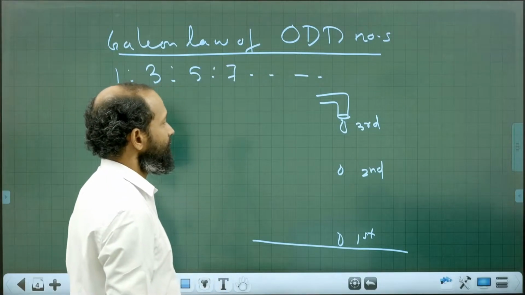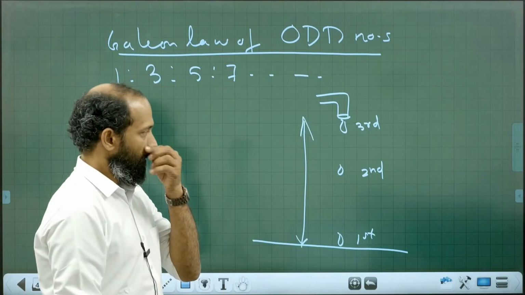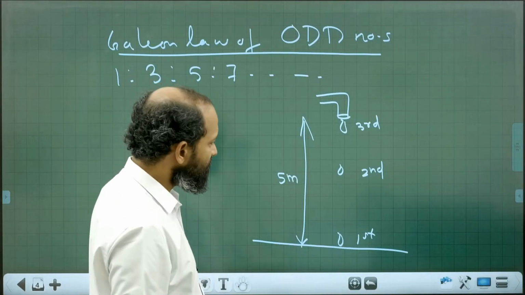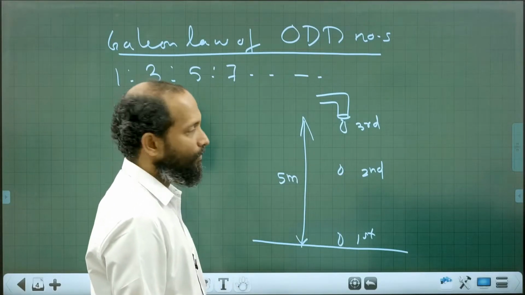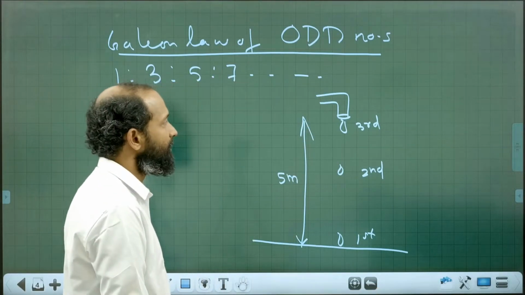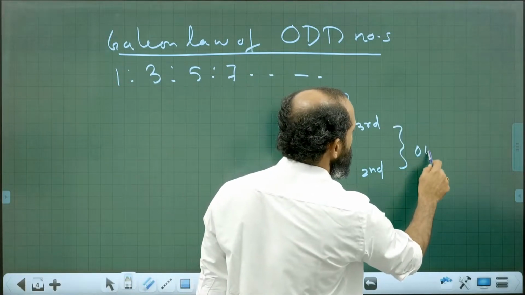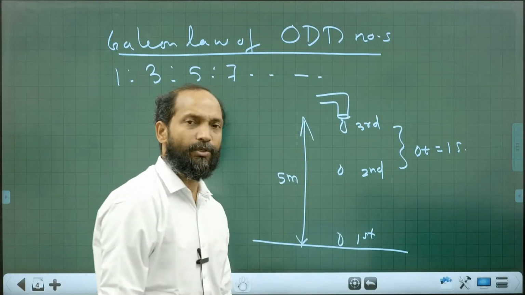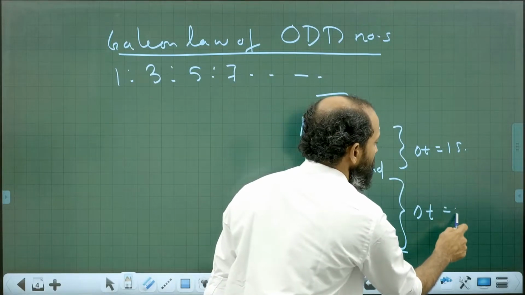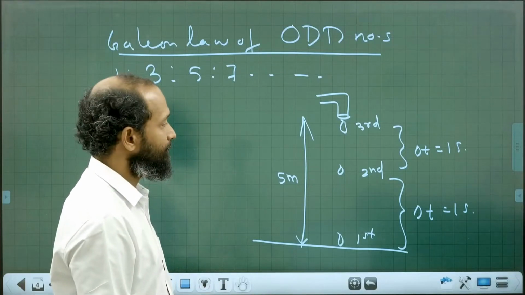Then, if this height is given as 5 meters, what is the distance between the first drop and the second drop? What is the distance between the second drop and the third drop? You can easily solve it even if more drops are there. As per Galilean law, this time interval is delta t equal to 1 second. You divide the total time into equal intervals. This time interval is also delta t equal to 1 second.